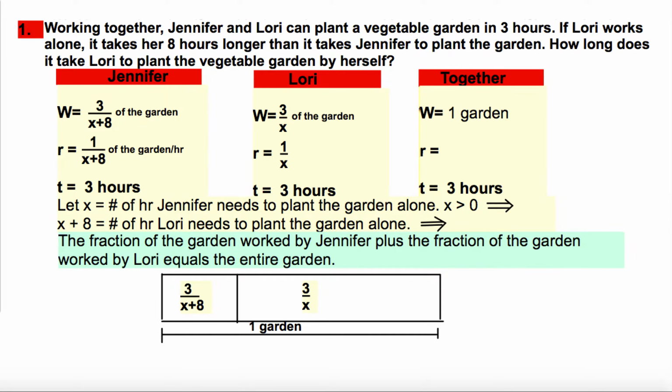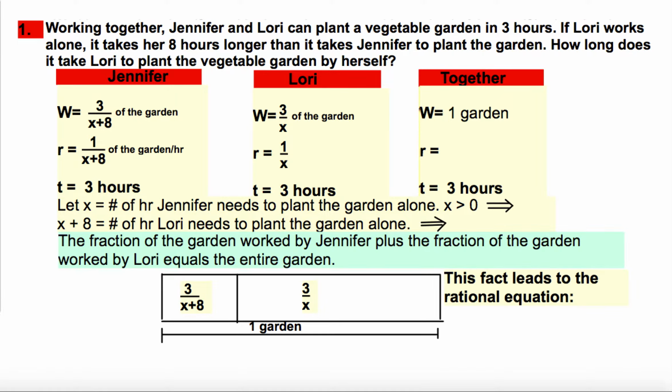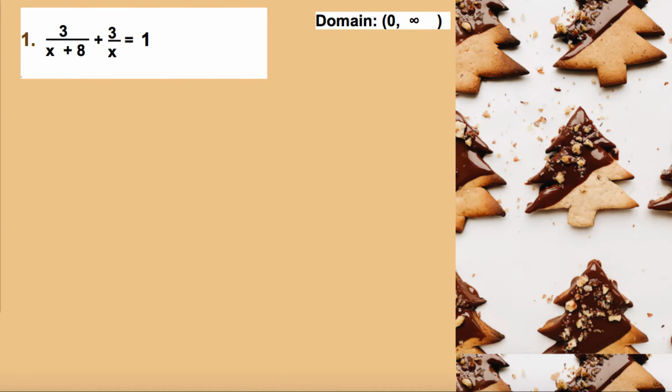The fraction of the garden worked by Jennifer plus the fraction of the garden worked by Lori equals the entire garden. This fact leads to the rational equation 3 over the quantity x plus 8 plus 3 over x equals 1 on the domain open interval 0 to infinity.